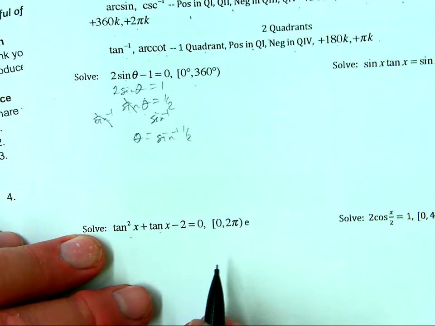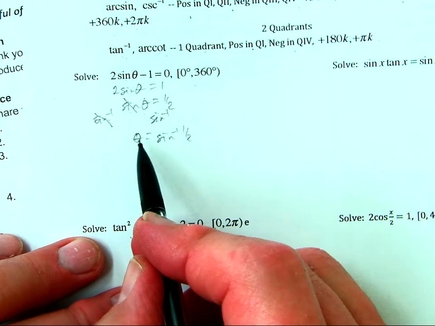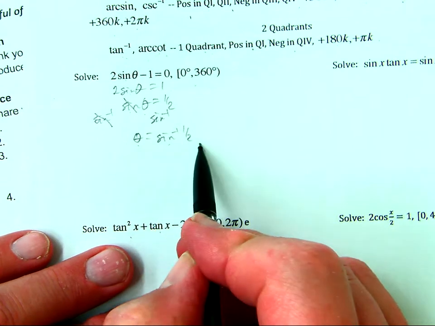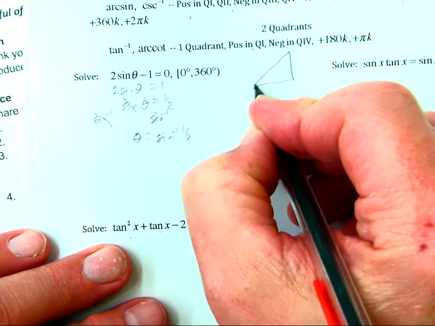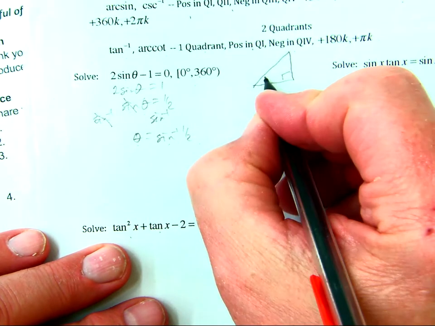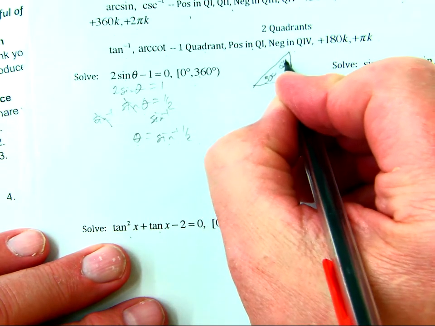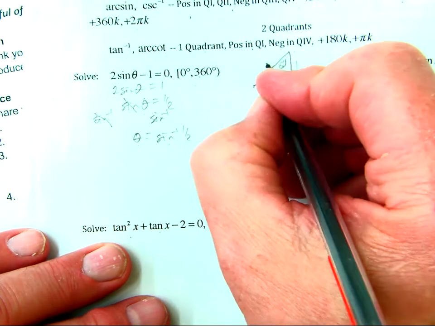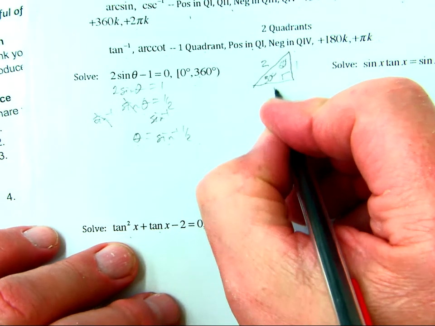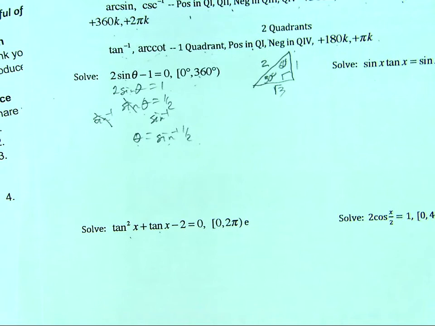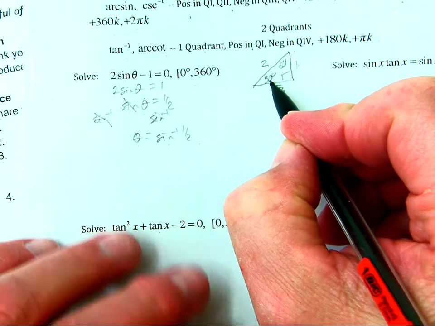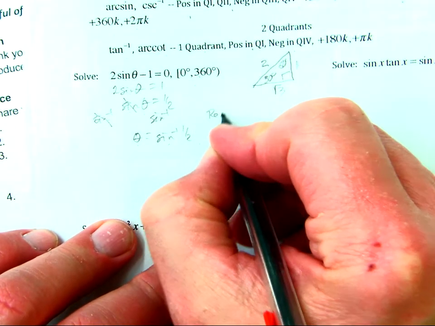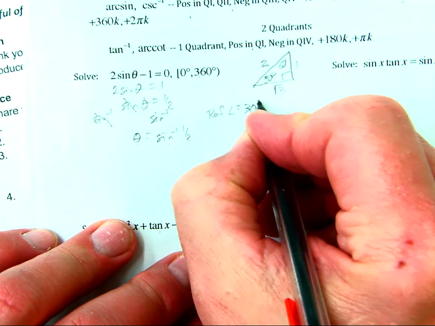And remember we talked the other day, this means what angle has a sine of 1/2? Well, if we think about our triangles, we're in degrees, so we think about our triangles. That means opposite is 1, hypotenuse is 2, so the other side is radical 3. So there's our triangle. The angle opposite the one side is 30, so our reference angle here is 30 degrees.